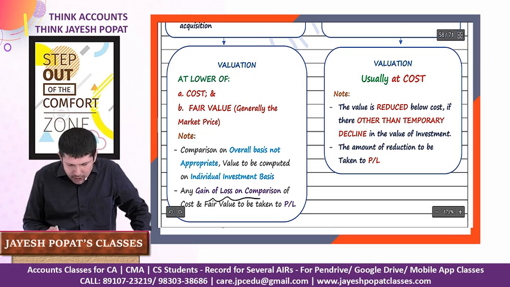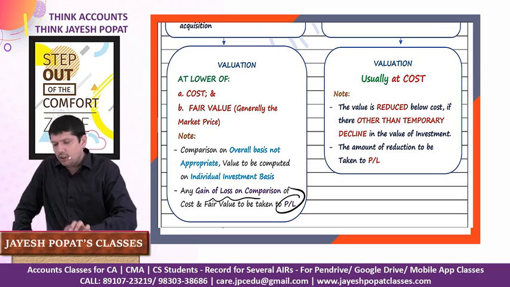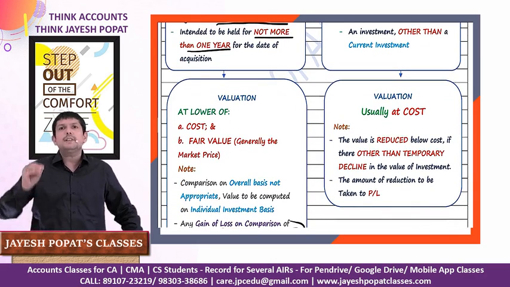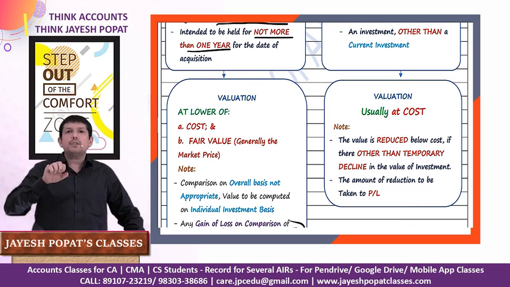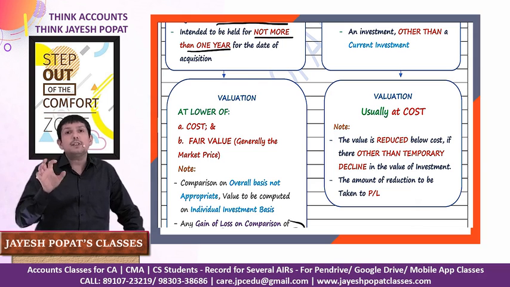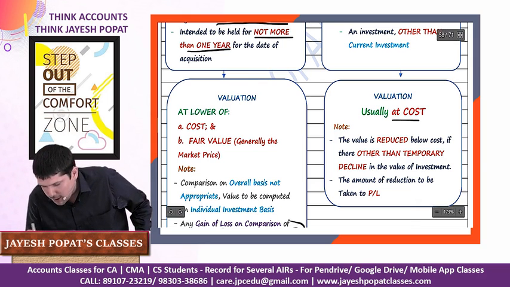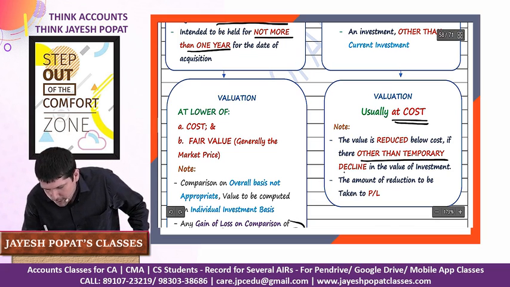Any gain or loss on such comparison has to be taken to statement of profit and loss. Then we talk about the valuation norm for the long-term investment. Long-term investments are usually held for a long period of time, and it is believed that short-term fluctuation in the price of the investment does not impact the investment. Therefore, long-term investments are usually carried at cost. But if there is other than temporary decline, right?